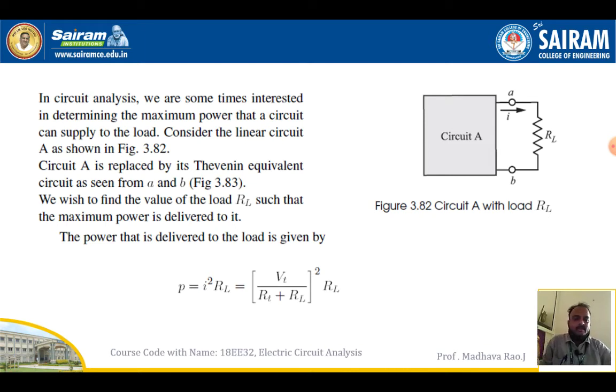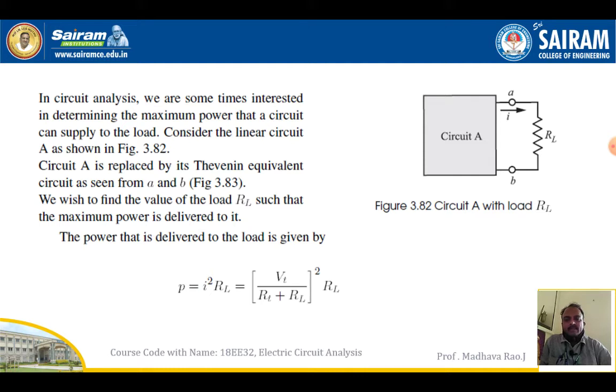Here consider a circuit A which consists of a load resistor RL. So here we can see the circuit and RL. We are sometimes interested in determining the maximum power. It's a very interesting topic in this module 2. The maximum power delivered by the circuit is our concept here. So consider a linear circuit. If it is a non-linear circuit, we cannot apply this maximum power theorem.